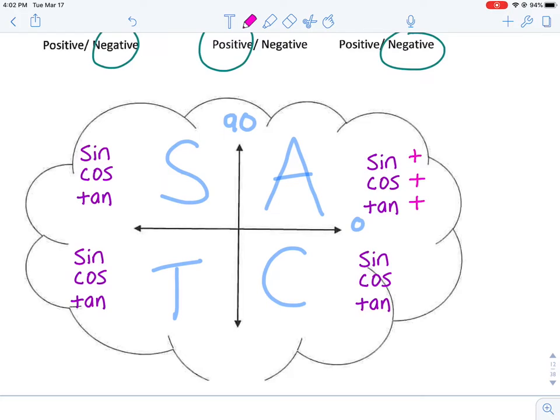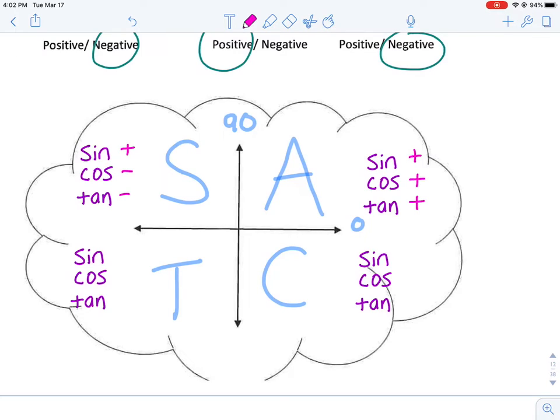So all the functions, sine is positive, cosine is positive, and tangent is positive. So if you did the sine of, let's say, 35 degrees, it would give you a positive value. Now, if you did the sine of 100 degrees, which is an angle in quadrant 2, you still would get a positive value. But if you did the cosine or tangent, you would get a negative value. Because in quadrant 2, any angle, if you take the sine of it, is going to be positive. If you take the cosine or tangent of it, is going to be negative.